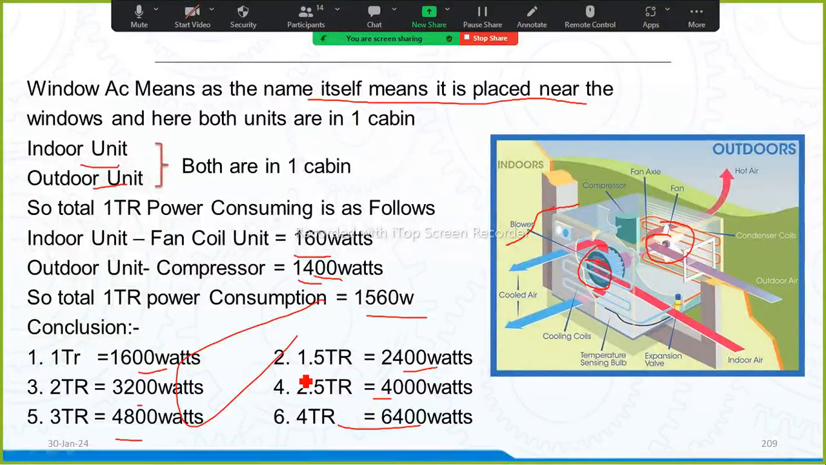Okay. Now the question is, how much tonnage of AC is required in my room? We know split AC and window AC and what is available. But what is the capacity of the AC which we require in that room?